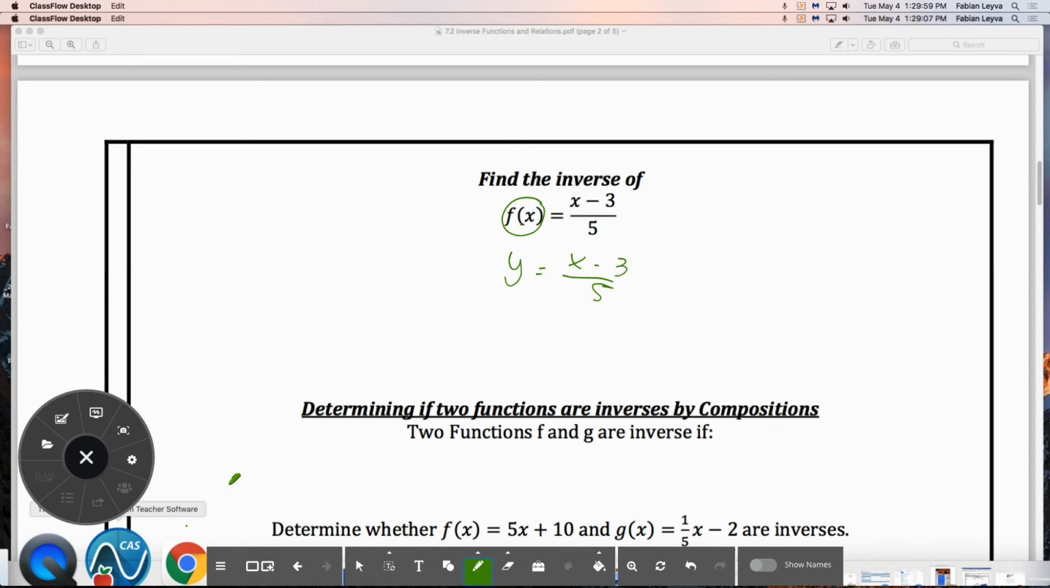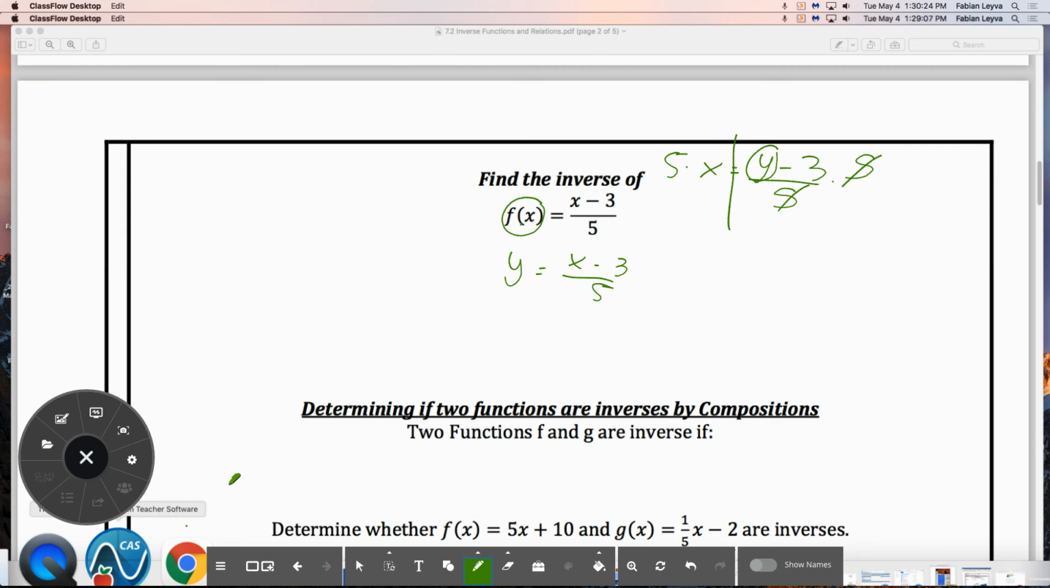And now I'm actually going to do the inverse part. I'm going to switch my x's to y's and my y's to x's. So that's what I'm going to do over here. It's going to be x is equal to y minus 3 all divided by 5. Now, remember that no one ever wants an equation that's not y by itself or y equals. So let's go ahead and get that y isolated. Do we get rid of the 3 or the 5 first? The 5, let's multiply by 5 on both sides.